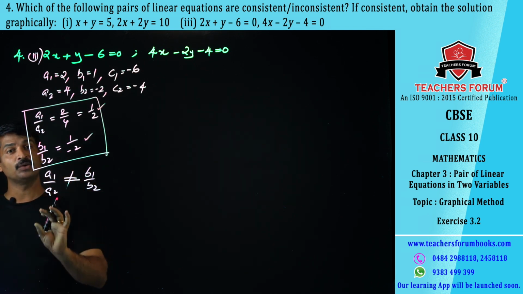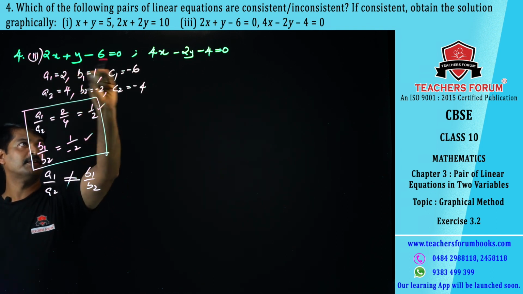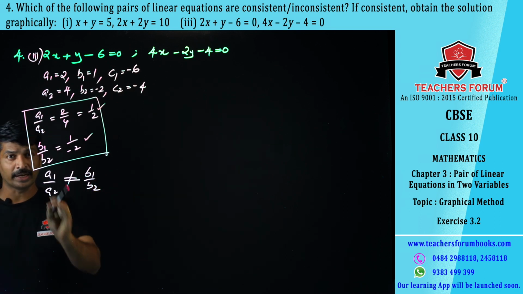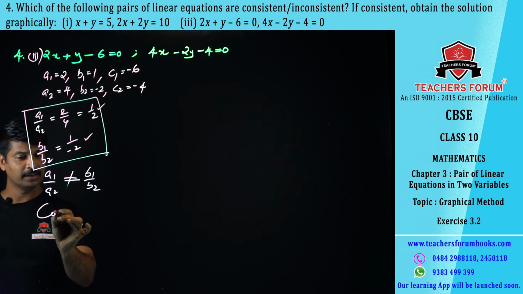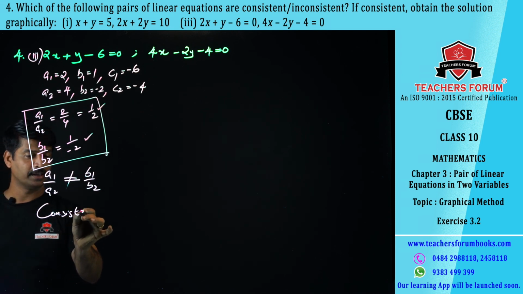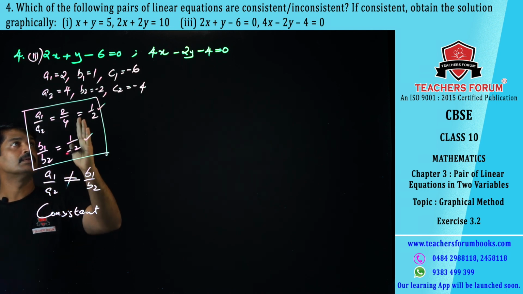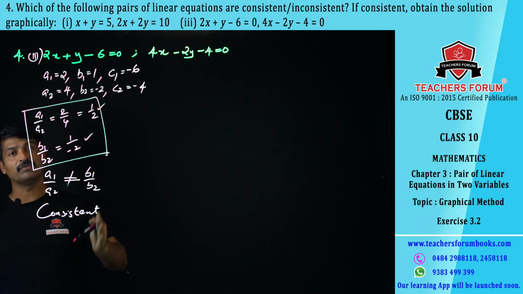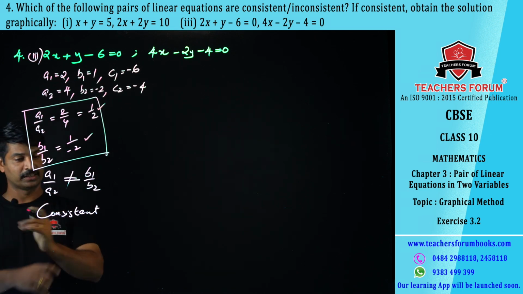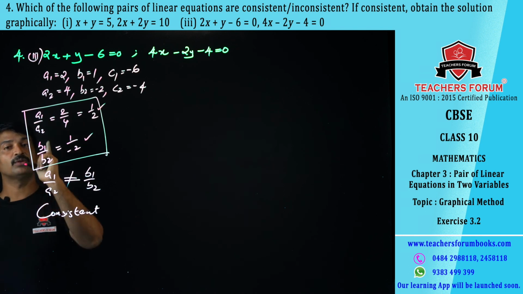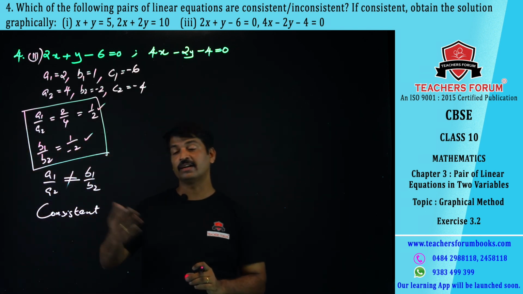So, as a1 by a2 is not equal to b1 by b2, the given pair of linear equations will have a unique solution. That means it will be consistent. Why? Graph of these two equations will not coincide, sorry, it will intersect each other, so that you will be getting one solution. So this pair of linear equations, they are consistent.